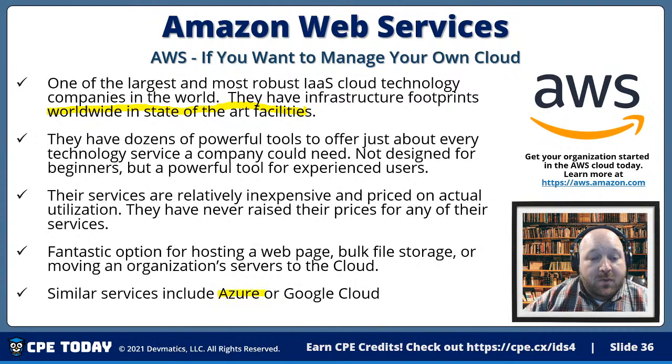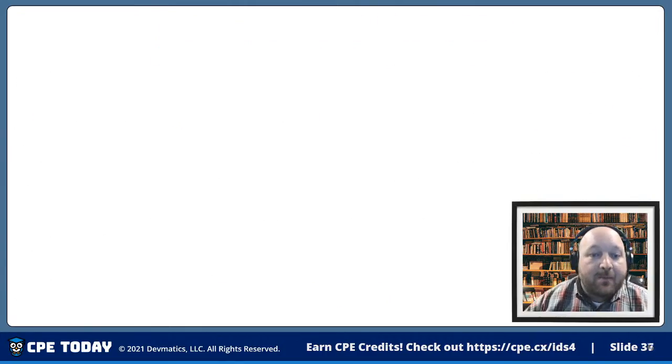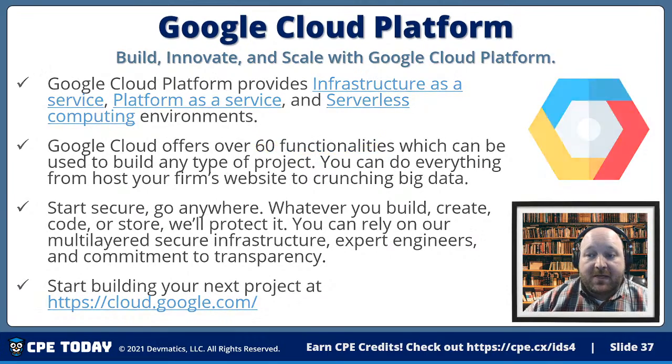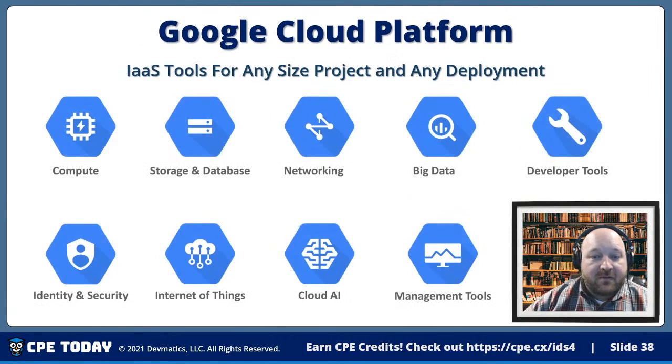Other comparable products would be Microsoft's Azure platform or Google Cloud. Google Cloud has a number of additional tools besides just infrastructure stuff. They've got great stuff, for example, for things like working with big data. They've certainly got things like their mapping API if you're looking to do geospatial analytics, and their cloud offers over 60 functionalities that you can use to build really any type of product and project, from hosting your firm's website to crunching big data. They've got stuff for just about everything, which is, in my opinion, really useful.